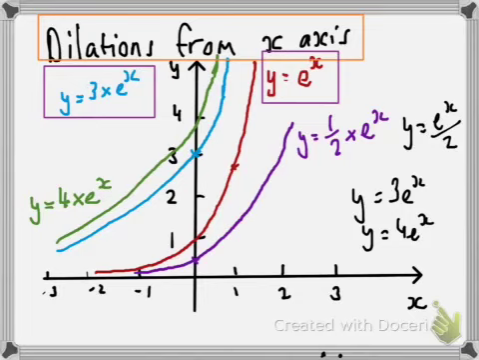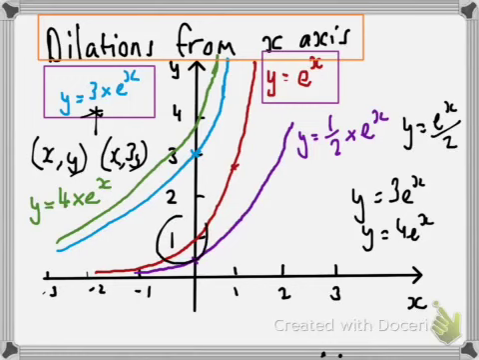So in effect there, if we just take the y equals 3e to the x graph, so this one here, what we've got is say an original point x comma y, and now it becomes x comma 3y. So the y value is multiplied by 3. Our original y value there was 1, and then it becomes 3.